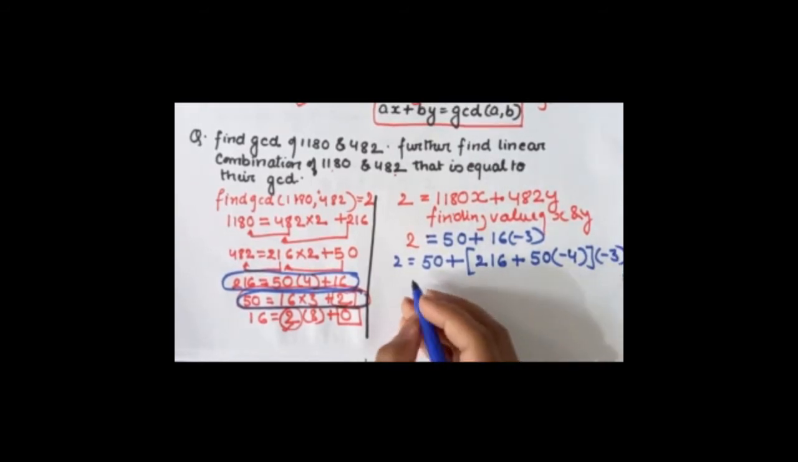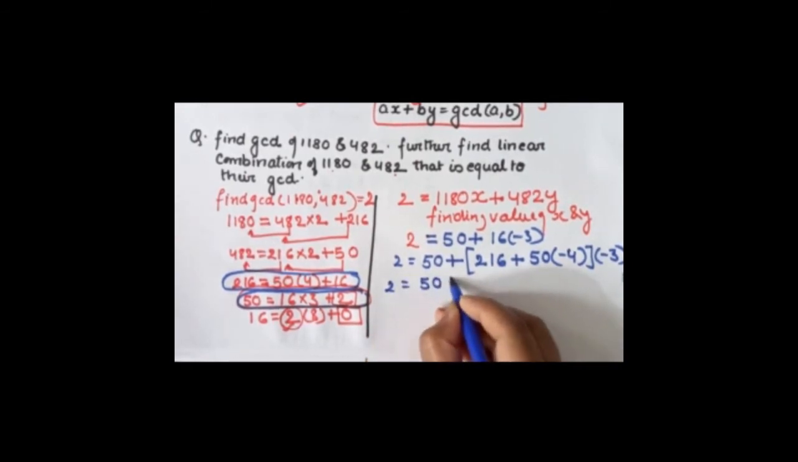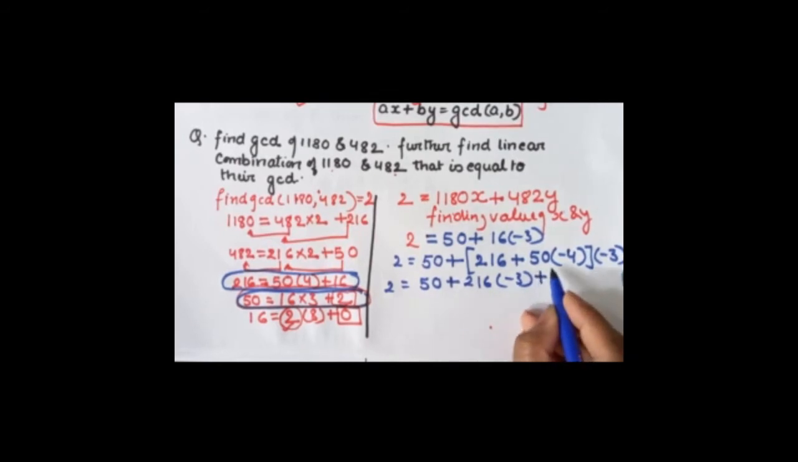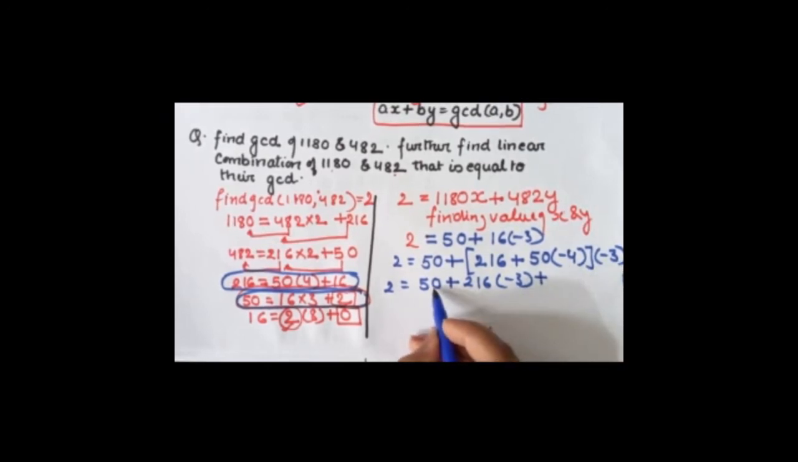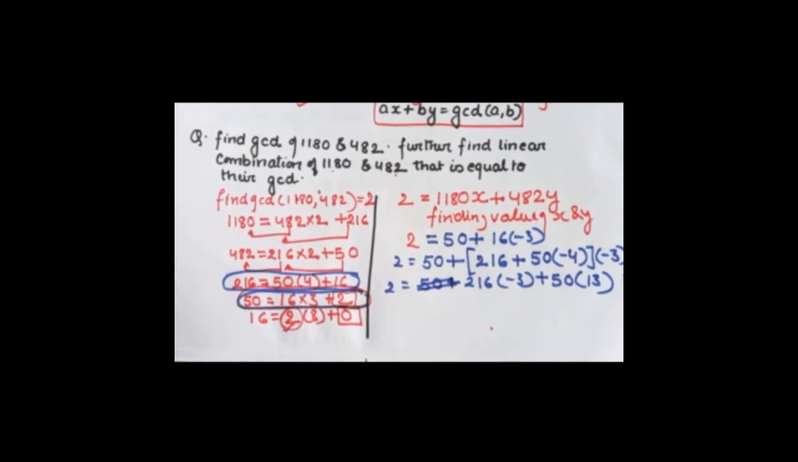Now to solve this, how will you solve this? See, 50 plus 216, if I open this, will come with minus 3 plus 50. I have 4 3s are 12, and since there are two minus, it will be plus. 4 3s are 12, and there's one more 50 here, so that is going to be somewhere 50 13, right? I hope that is what you've got.